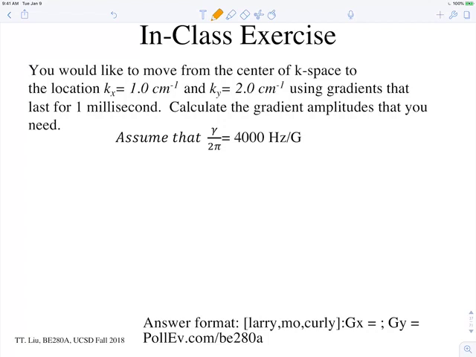So here's the question. You want to go out in K-space to Kx equals 1 inverse centimeters and 2 inverse centimeters. You're given that gamma over 2 pi equals 4,000 hertz per Gauss, which is a nice number to deal with. You turn on the gradient for 1 millisecond. What amplitude do you need to get out to that place in K-space? I'm going to open up the poll, and you can work on that. Once again, put your names and then give me the value of GX and GY that you need.